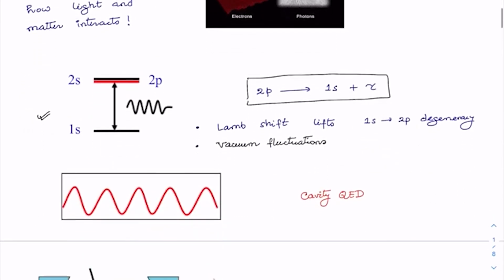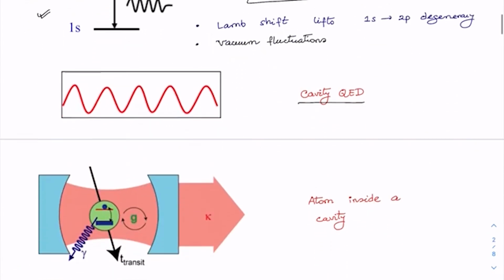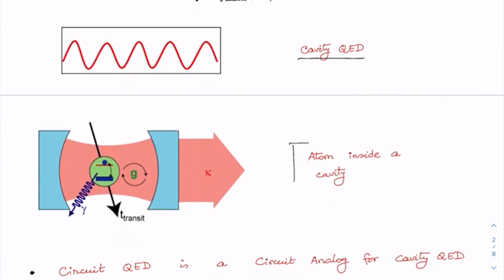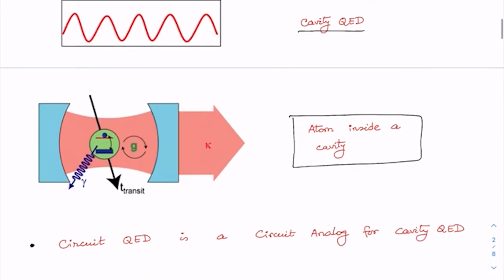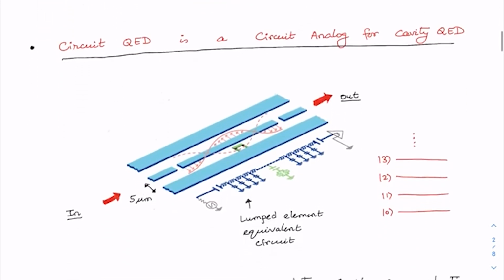And when we trap the photons as discrete modes inside a cavity, it gives rise to a field of study called cavity quantum electrodynamics. For example, here you see an atom is put inside a cavity, and this is the domain of cavity quantum electrodynamics. On the other hand, circuit QED is a circuit analog of cavity quantum electrodynamics. Circuit QED, or circuit quantum electrodynamics, is the study of electrical circuits that operate at microwave frequencies.